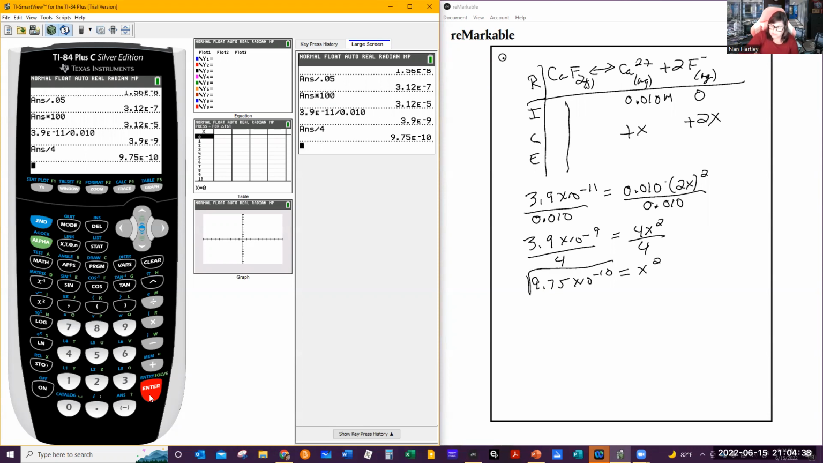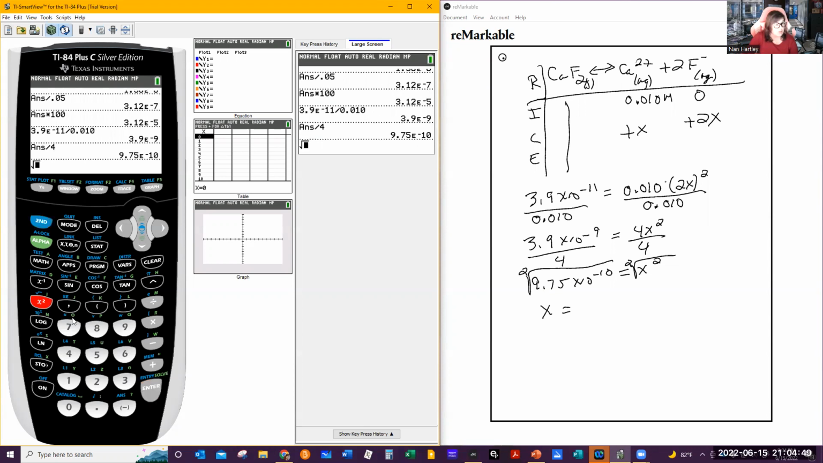And now I need to take the square root rather than the cube root. So my x is going to be equal to the square root of that number. So I'll go ahead and do square root, and that will be 3.1 times 10 to the minus 5th.